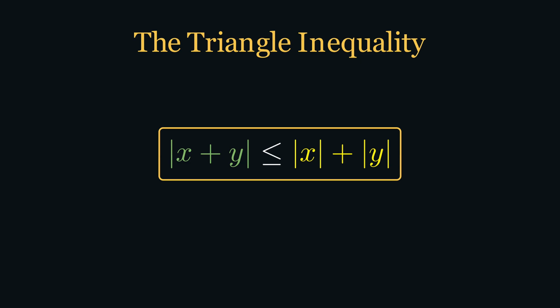Now for one of the most important inequalities in all of mathematics. For any real numbers x and y, the absolute value of x plus y is less than or equal to the absolute value of x plus the absolute value of y. The absolute value of the quantity x plus y is less than or equal to the absolute value of x plus the absolute value of y. This is called the triangle inequality.